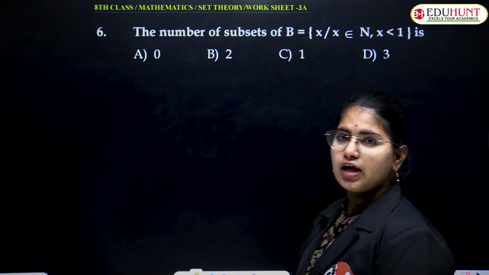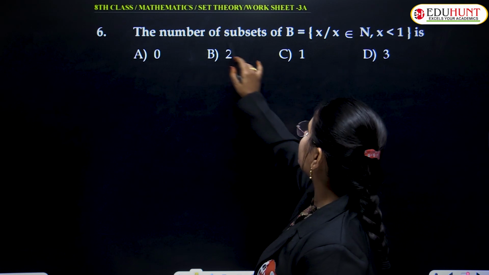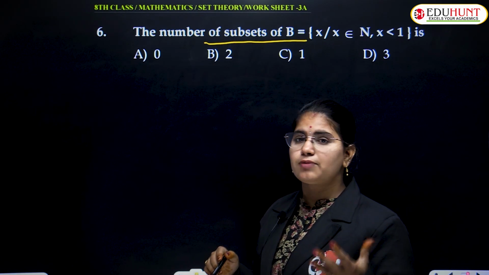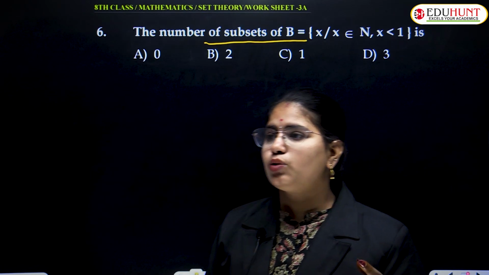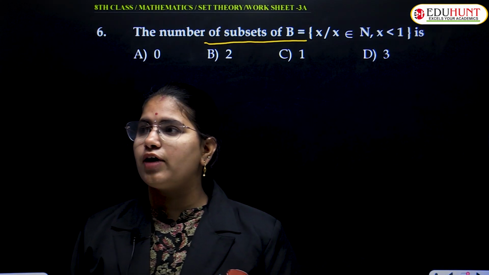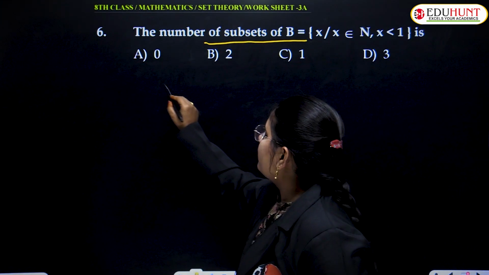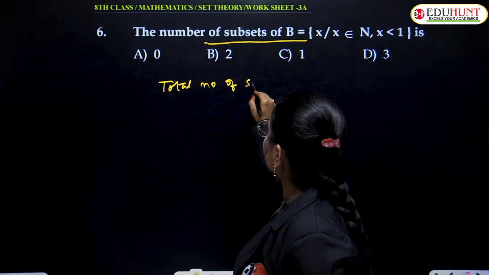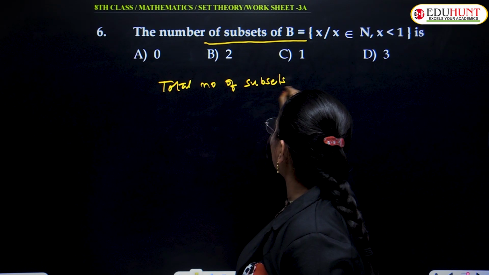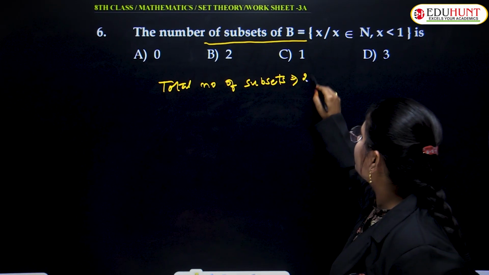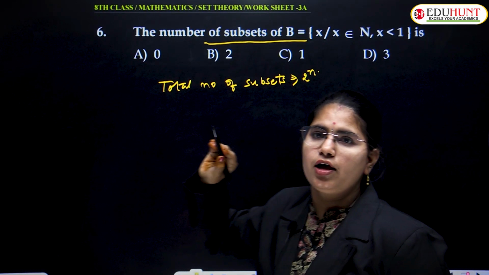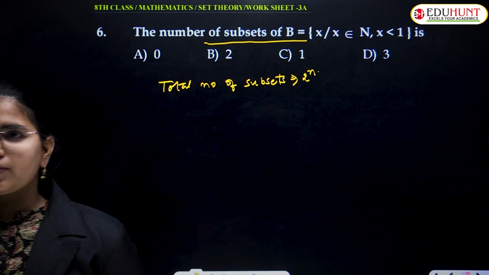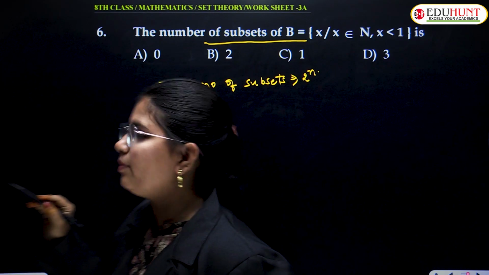Right. So here we have the sixth question: the number of subsets of B. They were asking you for the total number of subsets. Do you guys remember how to find the total number of subsets? Whenever you want to find the total number of subsets of any given set, what is the formula? It is 2 to the power of n, where n represents the number of elements in the set.